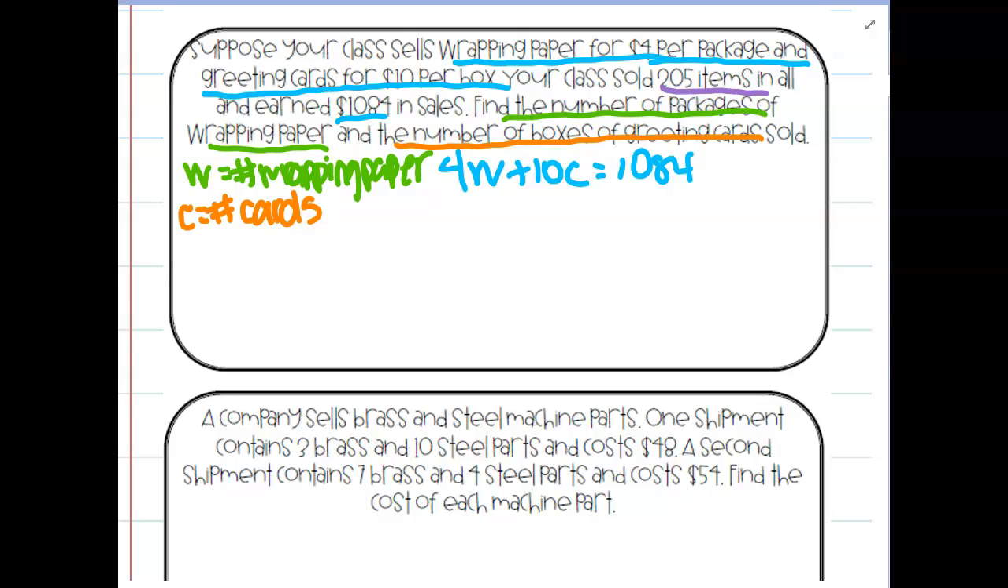So 205 total. The thing is, I don't know how many of them were wrapping paper, and I don't know how many of them were greeting cards. But I said, well, W is how much wrapping paper I sold, right? So although I don't know what it is, I do have something to represent it. I sold W boxes of wrapping paper, and I sold C boxes of cards. If I sold this many boxes of wrapping paper and this many cards, how many total items did I sell? 205.